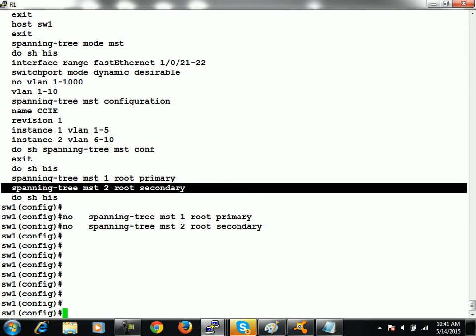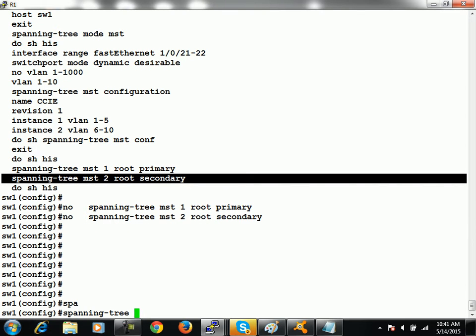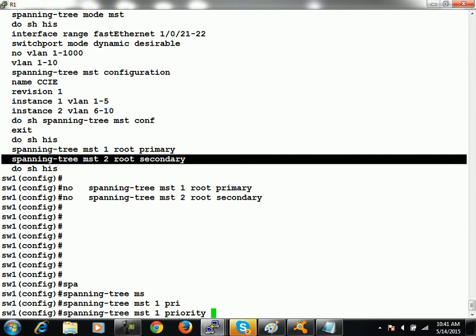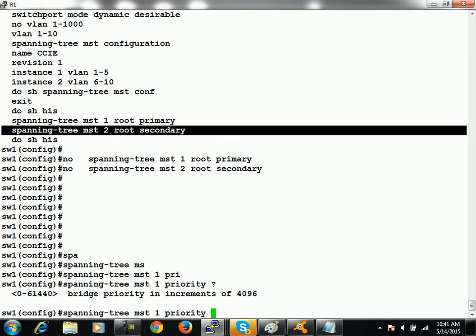So this time I'm going to change its bridge priority manually. For doing that, you will need to say spanning tree MST 1, and then you will say priority. And priority can be between 0 and 61440, but in increments of 4096. Why is the last value 61440? Why is it not 65535? After incrementing 4096 onto this last number 61440, it will become 65536. But we do not have 65536 in our range, because our range is from 0 to 65535 only.